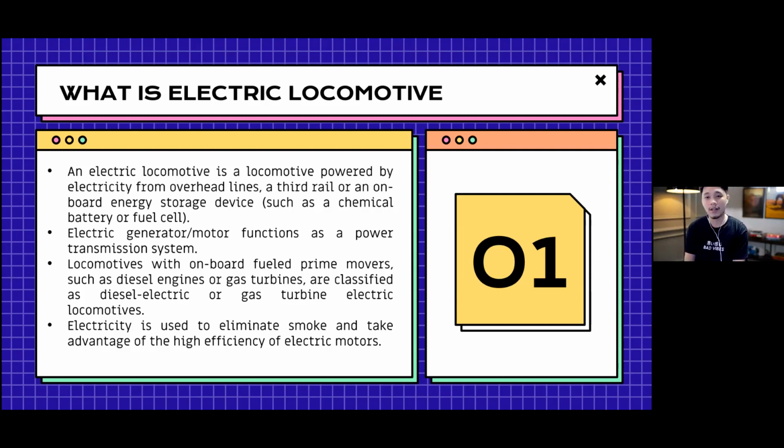Electric generator or motor functions as a power transmission system. Locomotives with onboard fueled prime movers such as diesel engines or gas turbines are classified as diesel electric or gas turbine electric locomotives. And lastly, electricity is used to eliminate smoke and take advantage of the high efficiency of electric motors. Since the main power of electric locomotives is coming from electricity, it eliminates the emission of smoke. And also the efficiency rate of electric locomotive is much higher compared to other types of locomotives, about 90%. Next.